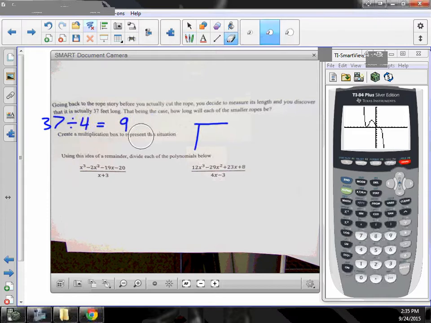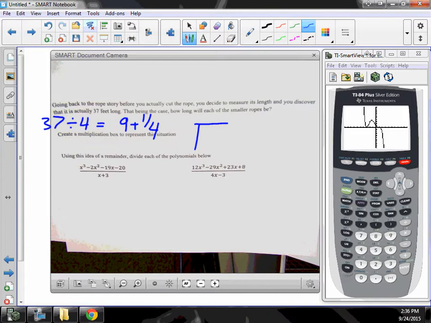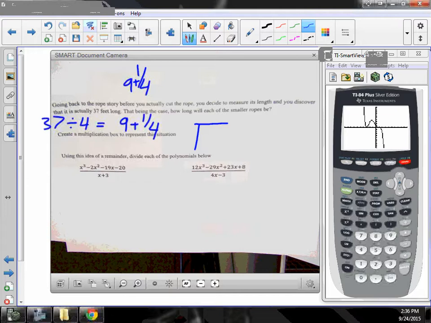So I could do this. It's 9 plus 1/4, right? Because each rope is 9 full feet plus 1/4 of an extra foot. Now, we use those numbers all the time, except we don't write the plus. We just do 9 1/4, right? But mixed numbers actually have a little addition sign in there that we don't use. It's not a multiplication sign, it's addition. Okay? Well, we can do the same thing with polynomials.